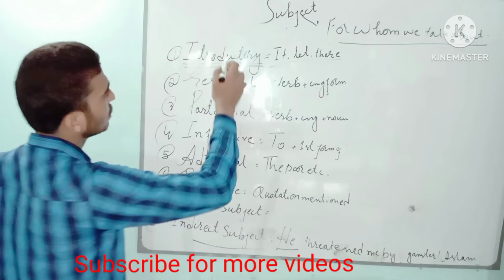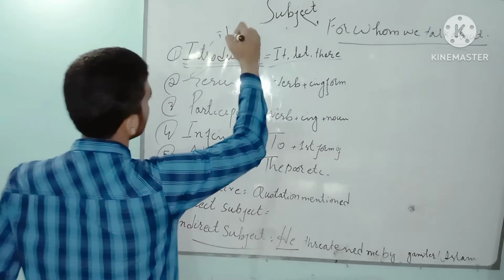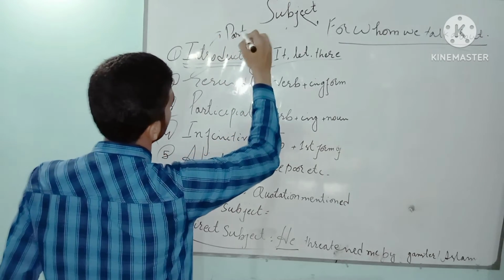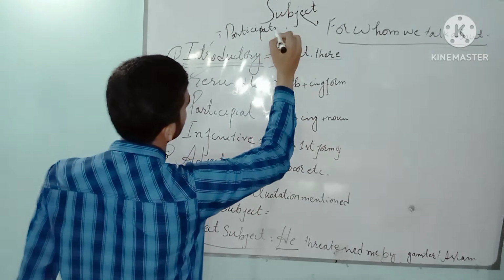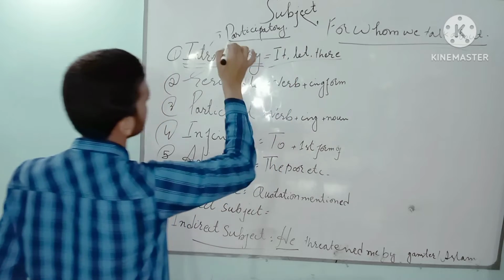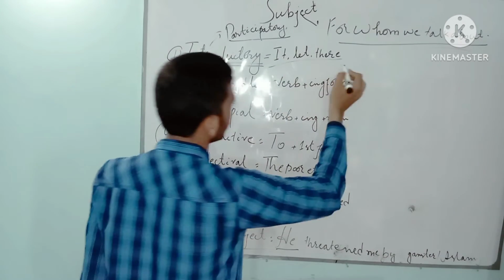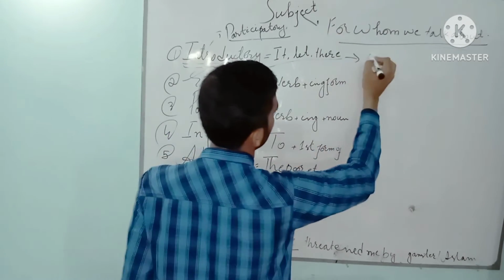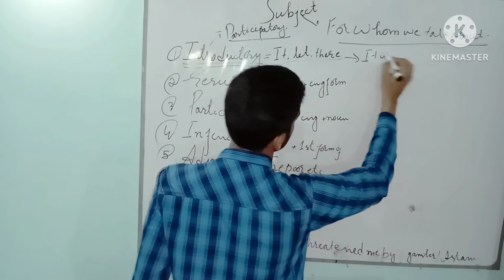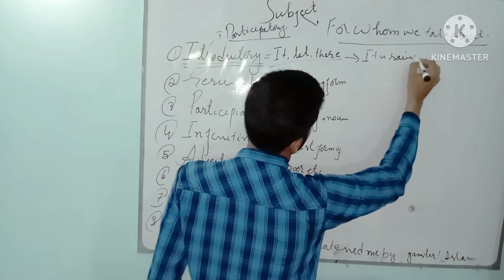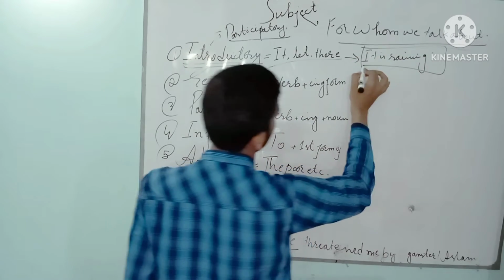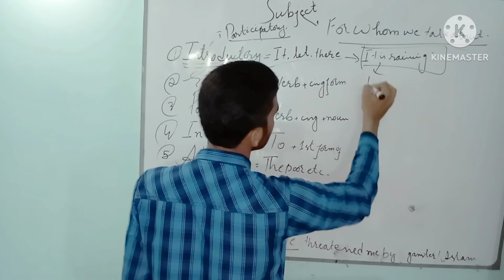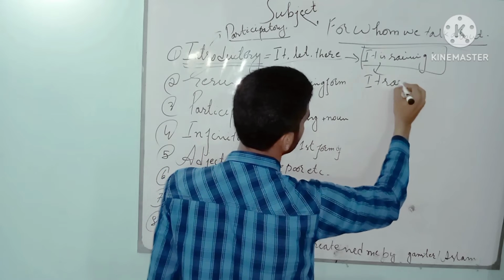And there is another name for the introductory subject, that is the participatory subject. That is also known by this name. And I told you an example: we say it is raining, just as an introduction. Sometimes you might have heard students say it rains.